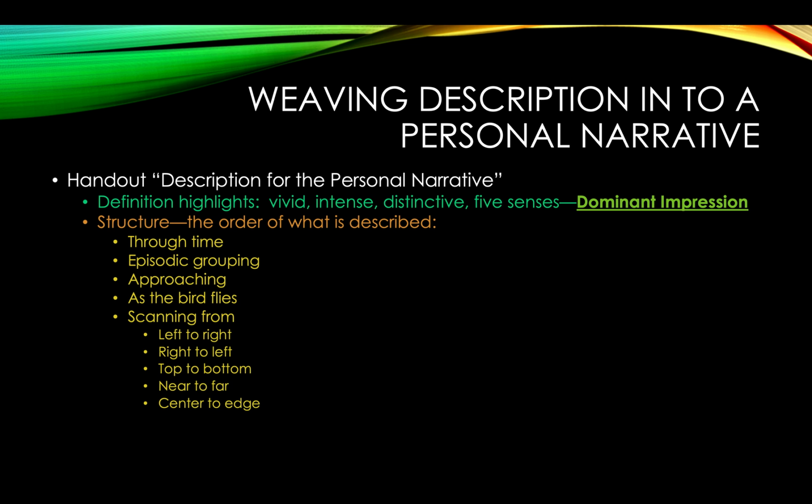You just go the other way, top to bottom. Maybe if I wanted to describe the Empire State Building or something, I could describe what it looked like on top, and then I could describe as I scan down to the bottom. Near to far as well, right? It's all kind of the same thing. The center to the edge, that's a really interesting point of view to talk about. It starts from the middle of something and then it spreads out. And there's an example that I'm going to talk about later with that. So this is all about structure, how to structure a personal narrative and how to structure your description within it.